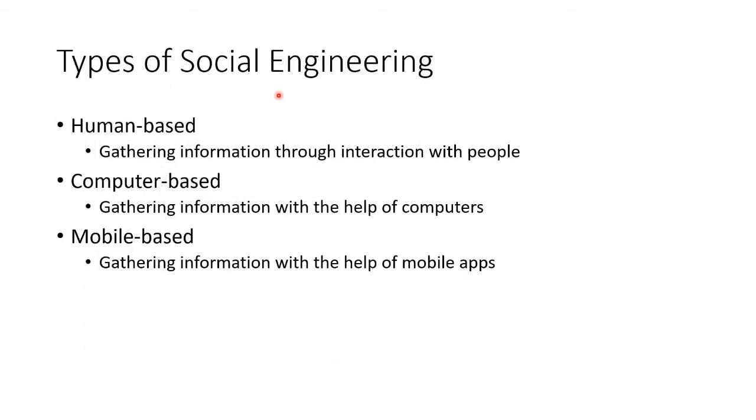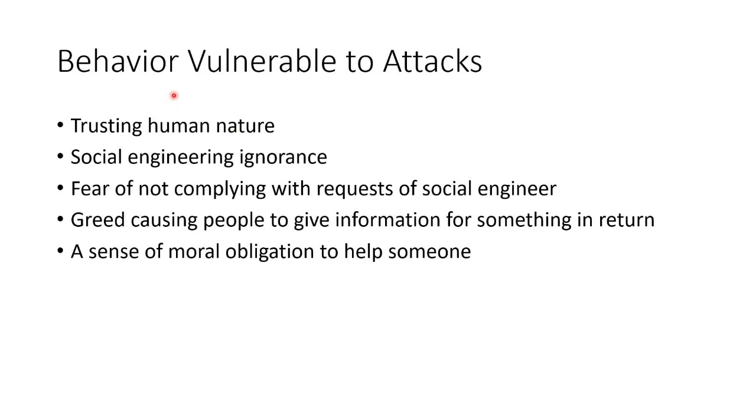Types of social engineering. Ultimately, social engineering is aimed at a person, but some of it is not technical in nature. Some of it is interacting directly with the person. Some of it you'll use a computer to interact with the person, or you'll use a mobile app to interact with the person. Human nature is vulnerable to attack. Humans are trusting, generally. We can take advantage of their ignorance, or their fear, or their greed, or their sense of moral obligation, or their desire to help.